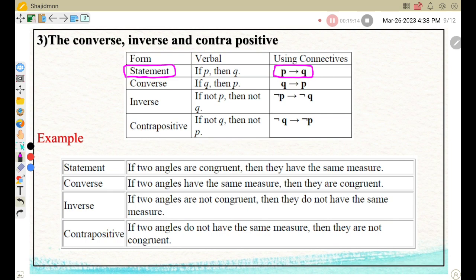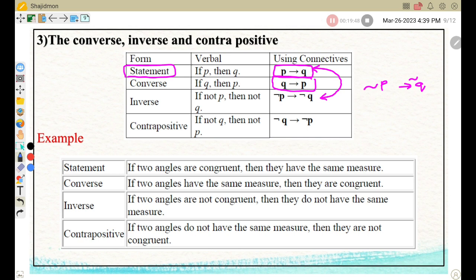Now what is the converse of that statement? Converse of that statement means just to reverse that one. Q implies P. That is the converse of that statement. Q implies P, correct? Now the inverse of the statement. What is the inverse of the statement? Inverse of the statement means the original statement, give the negated one. That means P implies Q, that is the original statement, give the negation here. Negation of P implies negation of Q. That is the inverse statement.